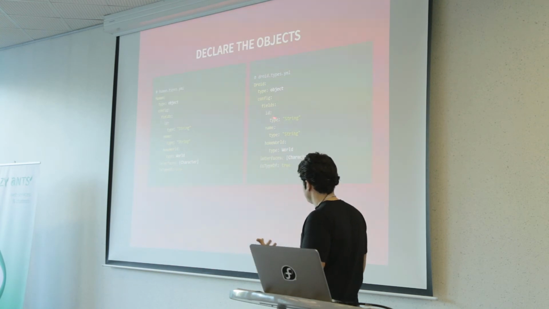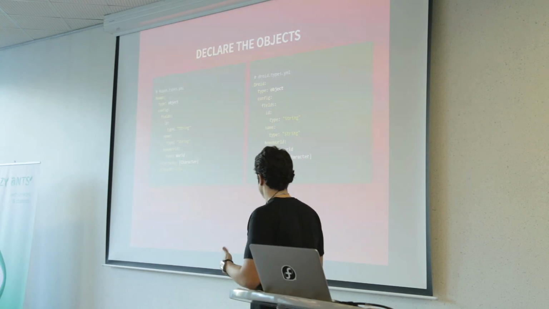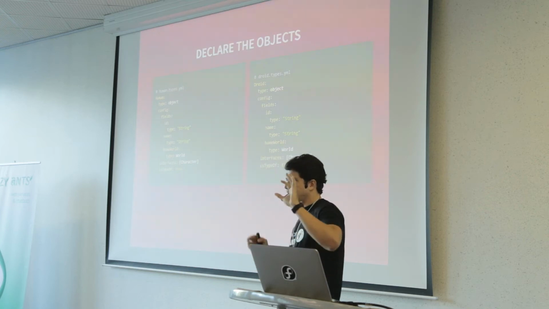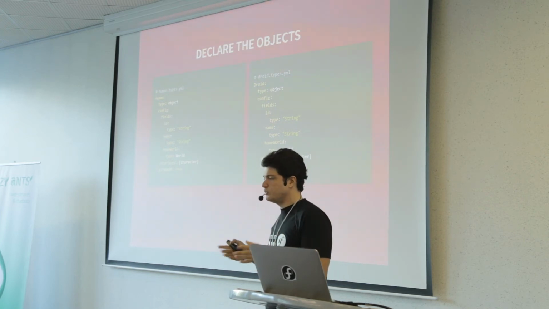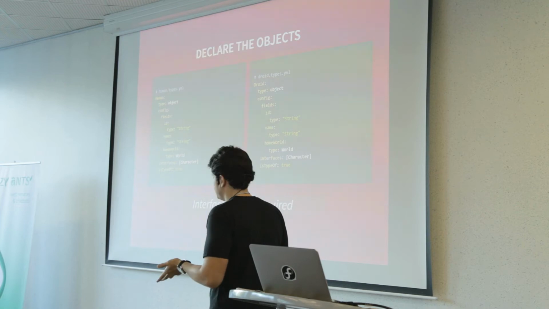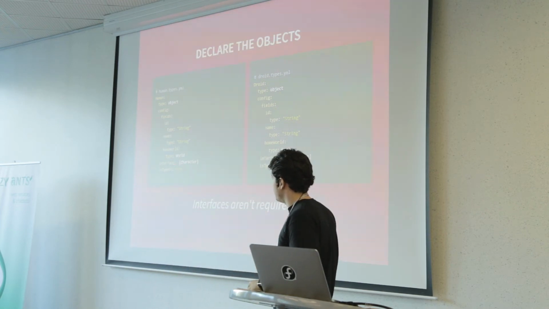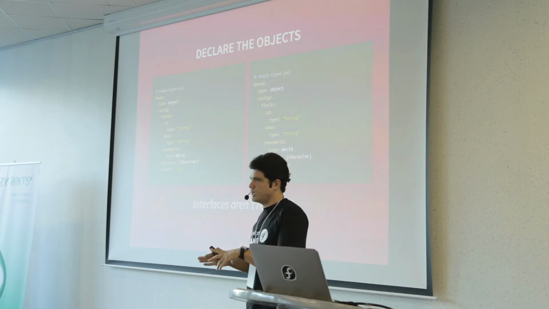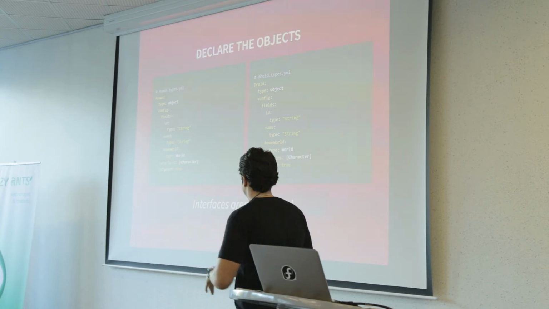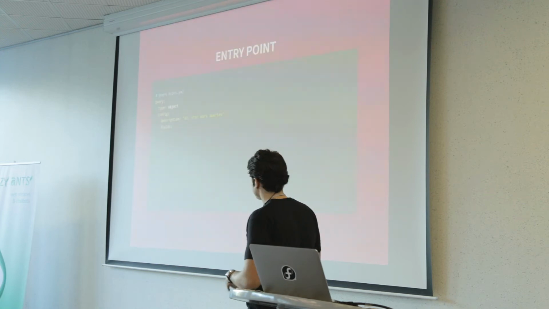Droids are actually the same thing, also inheriting from character, with all the same information, but then we have a previous type before just to make it really nice. But interfaces are not required. If you want, you can just drop these interfaces and this type off and declare your objects directly inside GraphQL. Pretty simple, straightforward YML in this case.